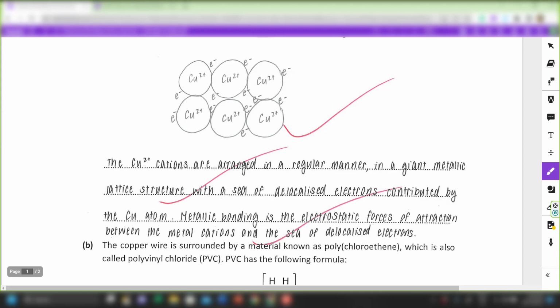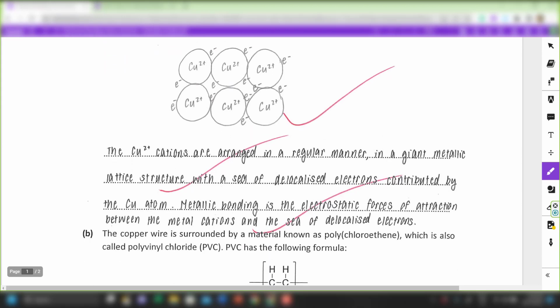In general, the requirement is that it must be of a certain size. I think 4 Cu2+ should be fine. 6 would be, I would say, better. It looks neater given the space. If you just draw 2, maybe not so appropriate. So you decide accordingly given the space provided.